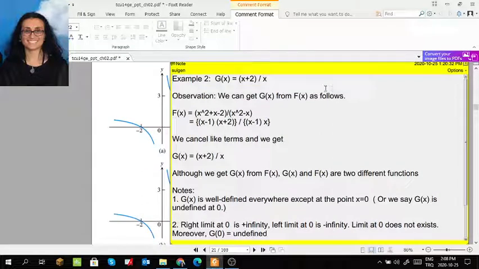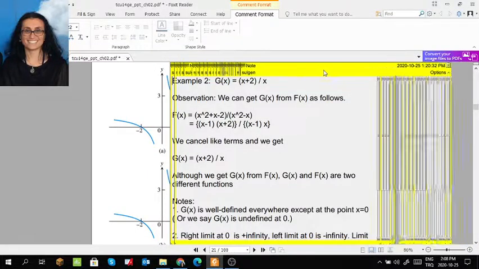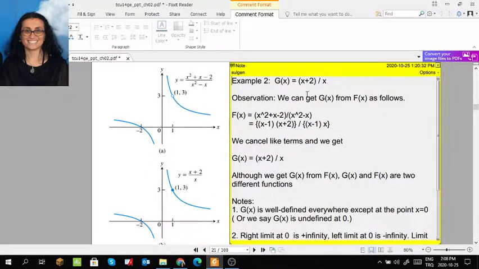Here is the example 2 I meant. Let me make it a little bit smaller from the right so that you see it. This example 2 is G. G is x plus 2 over x. We want to observe something. I told you there's a relationship.